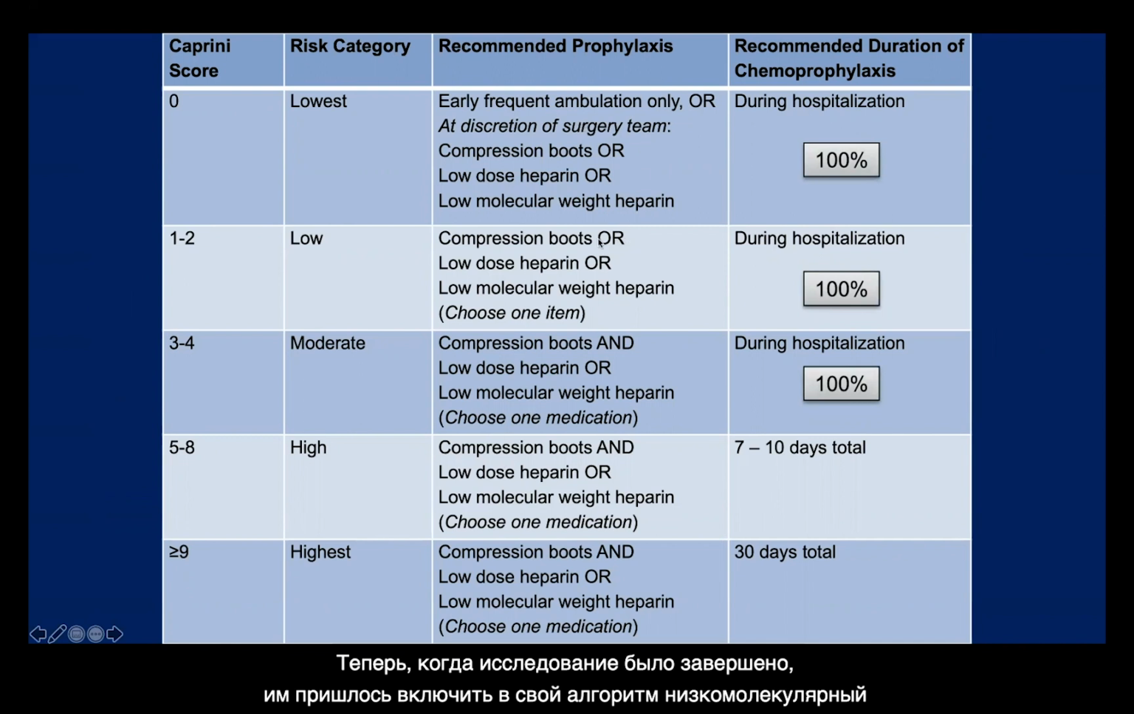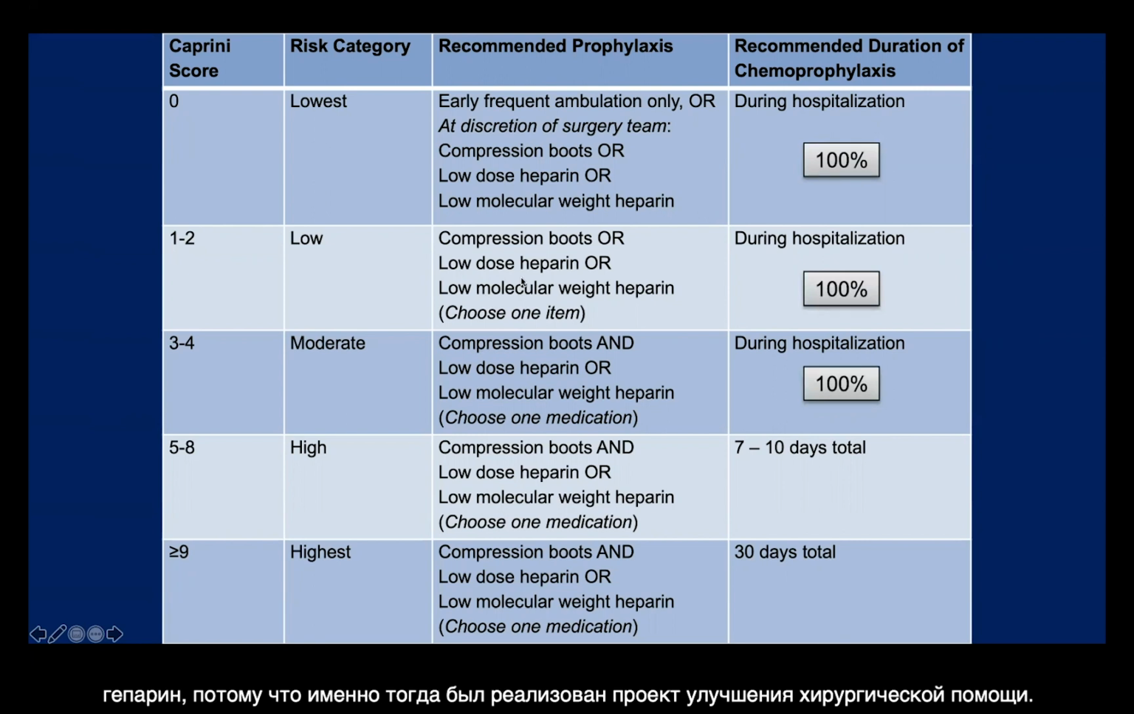Now, when the study was done, they had to include low molecular weight heparin in their algorithm because that was when the Surgical Care Improvement Project was in place. And it said that all patients who underwent surgery should have a dose of low molecular weight heparin or other anticoagulant within 24 hours of their surgery, unless they were high risk of bleeding. We have learned since that time that policy did not work. And of course it was removed by the authorities because it didn't lower the incidence of DVT at all. But in the Boston study, there was 100% compliance by the doctors of that.